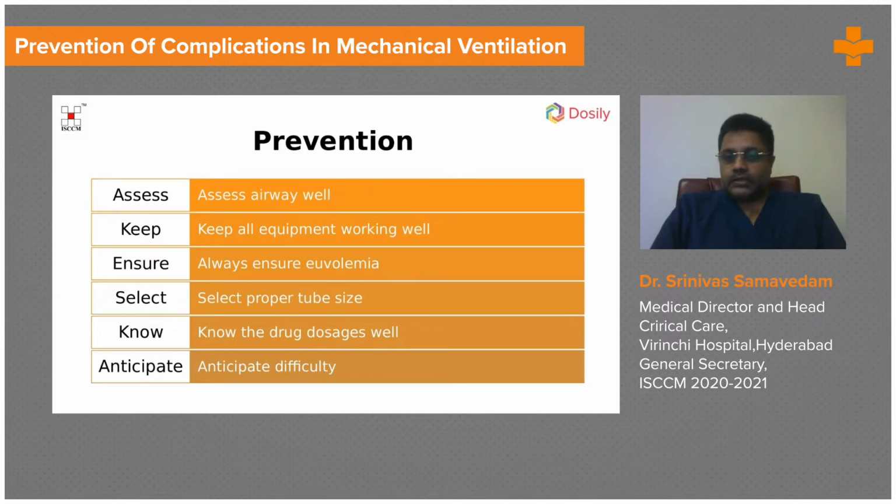And always keep plan B ready. Suppose I can't intubate the patient, what am I going to do? Am I going to use a supraglottic airway? Am I going to use a front of neck access, or am I using a bronchoscope? Whatever it may be, all this should be ready to go without running around when the problem actually pops up.